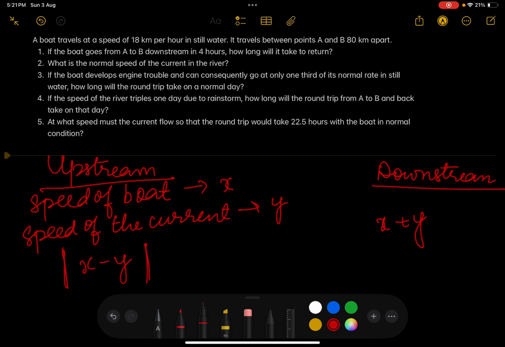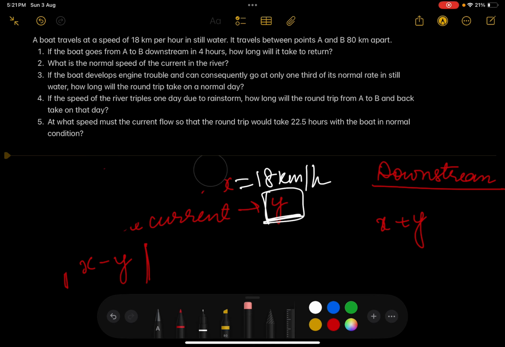Now here, the speed of the boat in still water is 18, so x is 18 kilometer per hour. And y is not given. If you see question 2, what is the normal speed of the current in the river, that is the y, and that is what we will be finding out. So first remember this concept of upstream and downstream, and then we will move forward. I hope this is clear.